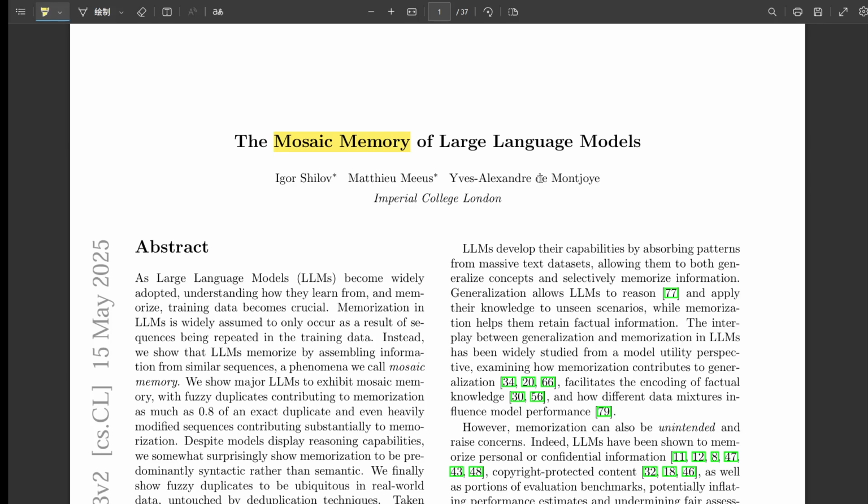But there's some really fascinating research challenging that now. We're looking at a paper, The Mosaic Memory of Large Language Models, and it proposes a whole different kind of memory, not just from exact copies. LLMs piece things together from similar but not identical bits of text. They call it mosaic memory. Right, and those similar bits, fuzzy duplicates. Exactly. It's a really important shift in thinking. Instead of just copy pasting, it suggests models can integrate information from these slightly varied fragments. It's much more complex. Totally.